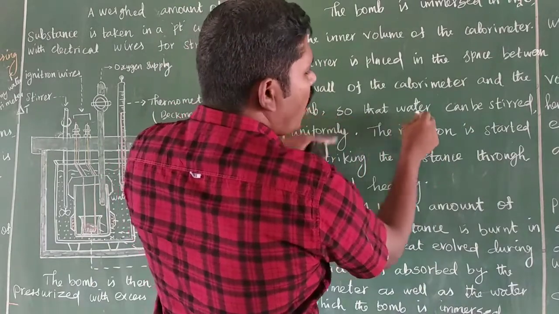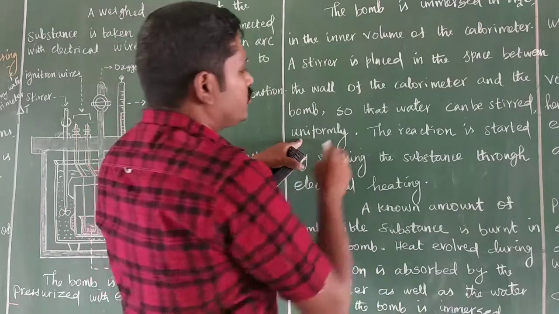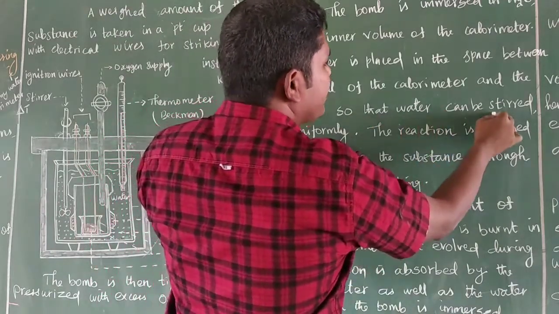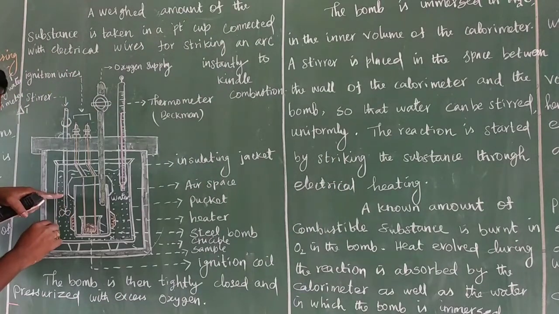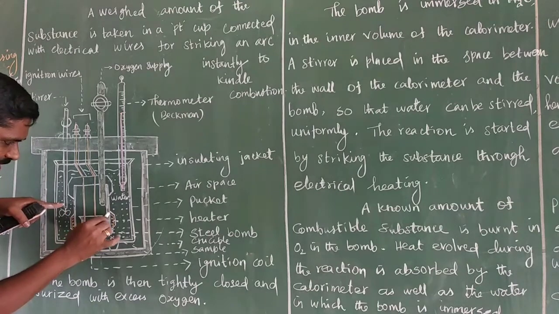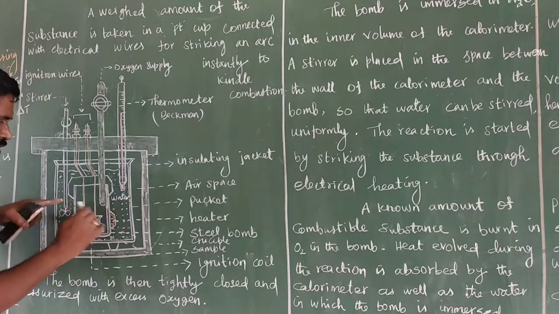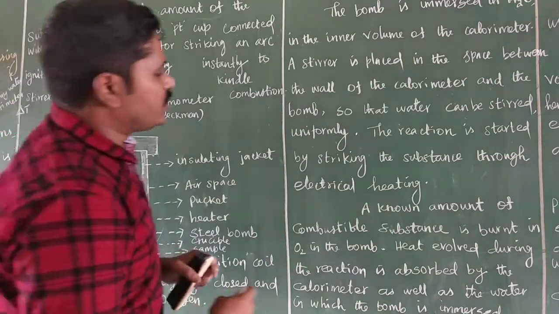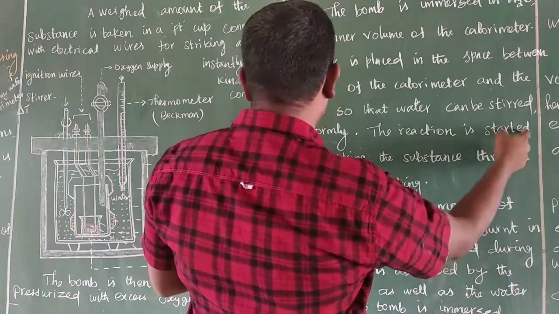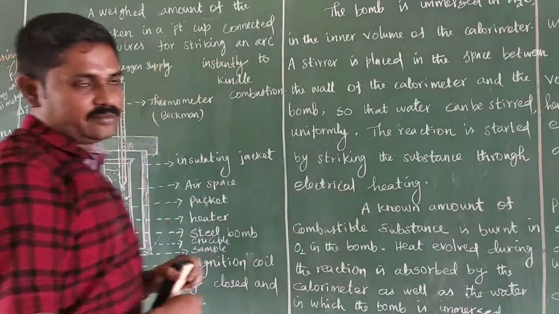So that the water can be stirred uniformly. Using the stirrer, the heat energy absorbed in the water is uniformly distributed. Right? So the reaction is started by igniting the substance through electrical heating.